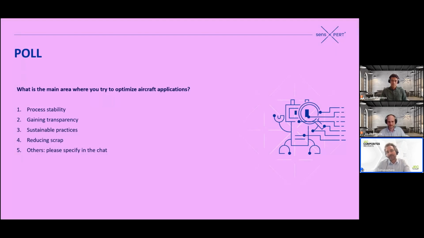So for the moment, for 40% of the audience, it's more about sustainable practices. And process stability, it's evolving a bit. So process stability for 42%, sustainable practice for 36%, reducing scrap for 18%, and 5% for other. And no one answered gaining transparency. Yes, one now, so 4%. Thank you very much for your answers.